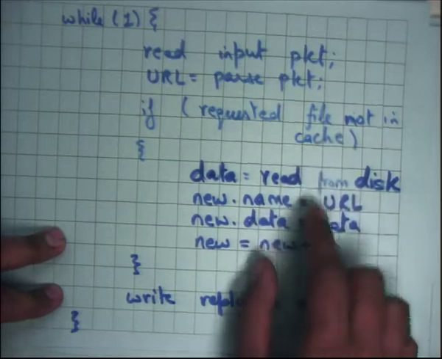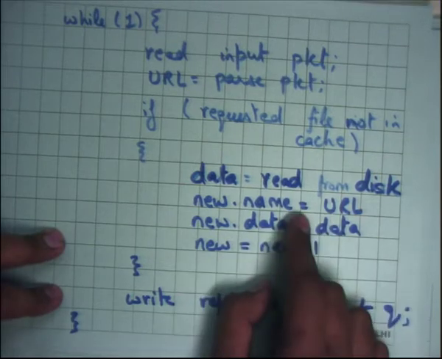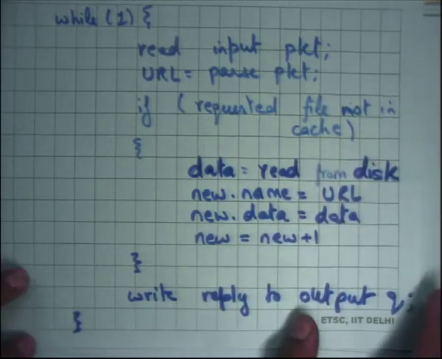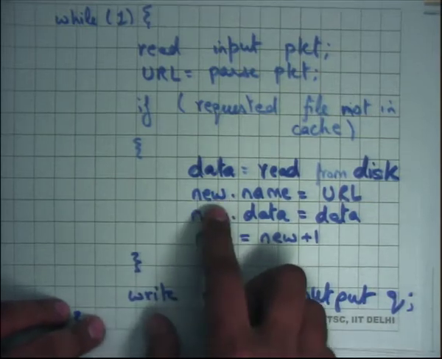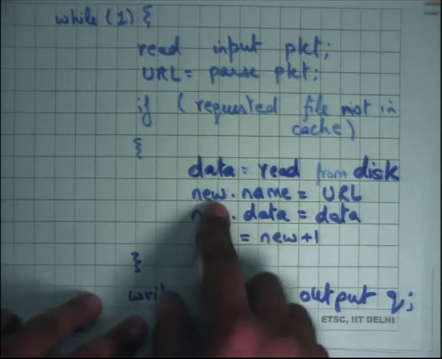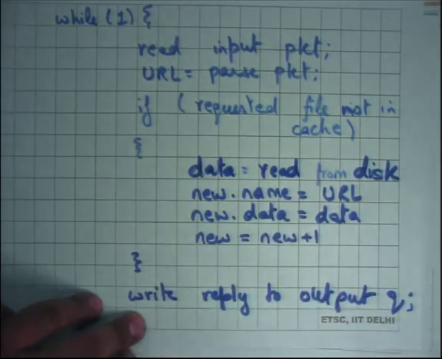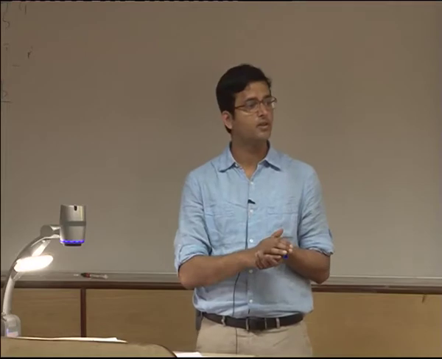file is not in the cache, then I will read the data from the disk, allocate an entry in the cache, and I'm assuming that there's a lot of free space in my cache, so let's not worry about cache replacement and other things. Let's just say I have this pointer called new, and the new is the current empty slot, so you just fill up the empty slot with some data and its corresponding URL, and you increment the new, right. So this is better because if 90% of the requests hit in the cache, then 90% of the requests can be served from the cache, 10% of the requests need to go to the disk.